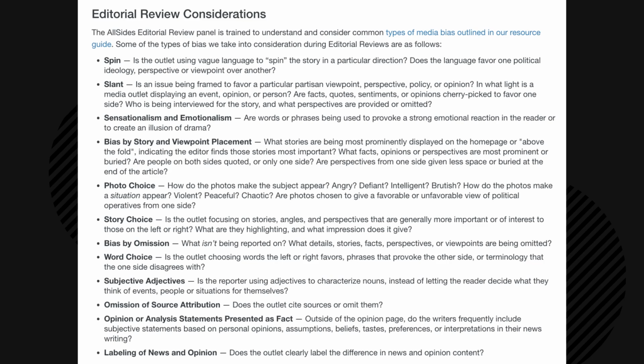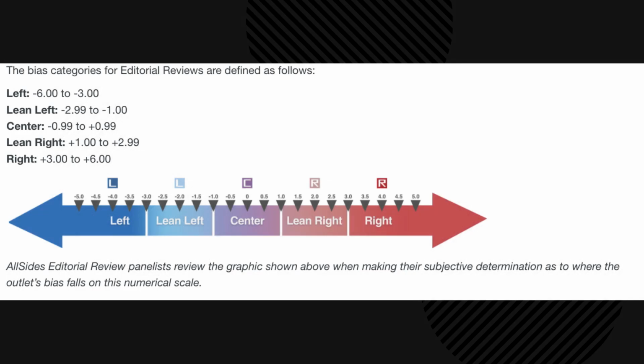During the process, panel members are allowed to discuss and debate their observations with each other, but ultimately each expert submits their own final score, and the final bias rating is the average of all of these individual expert ratings. Okay, so that's how All Sides combines public and expert opinion to form their political bias ratings for US news websites.